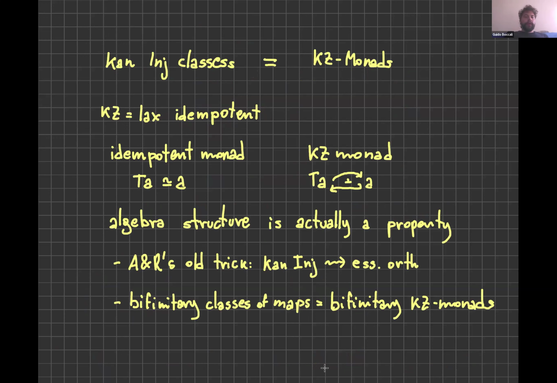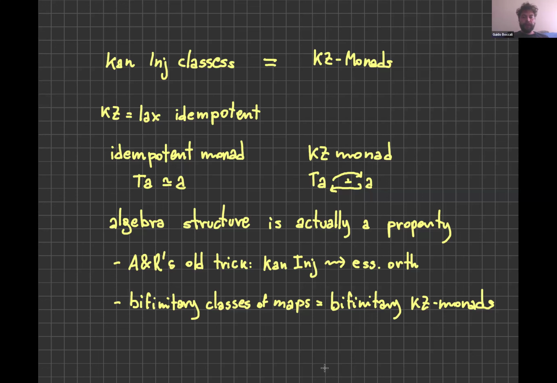So the theorem they prove is that Kan-injectivity classes correspond exactly to KZ monads, and a KZ monad is a lax-idempotent monad, where an idempotent monad is characterized by the fact that being an algebra is just being an inverse to the unit. For a KZ monad, being an algebra means just being a left adjoint to the unit. So in both cases, an algebra structure is really just a property.